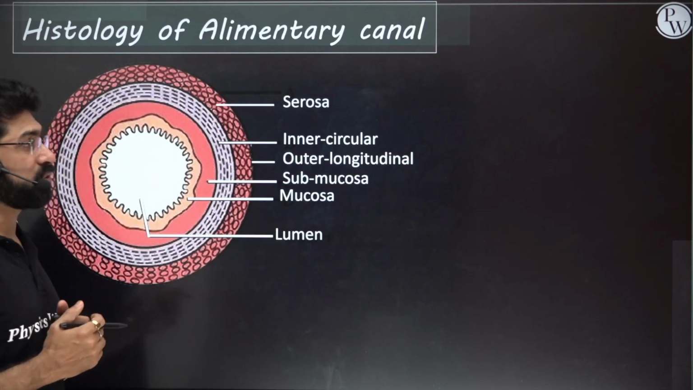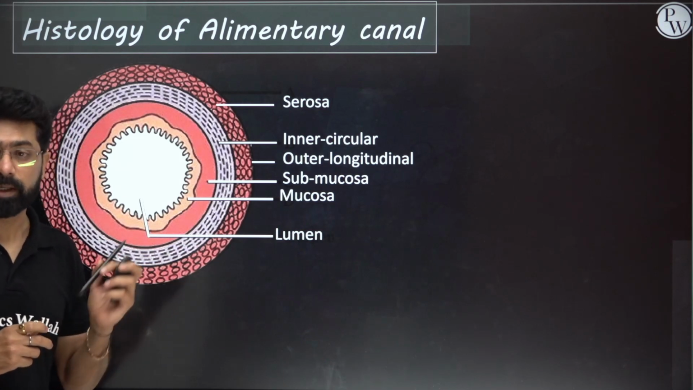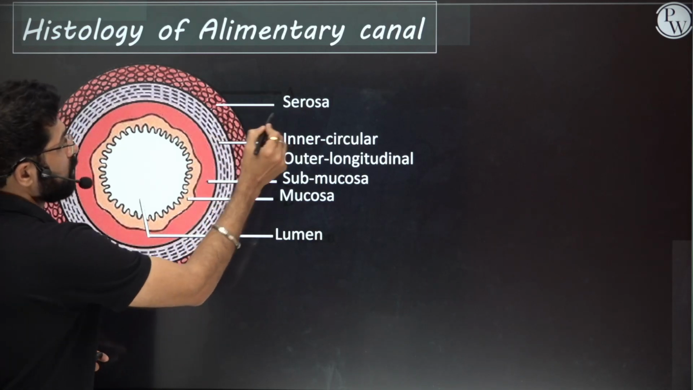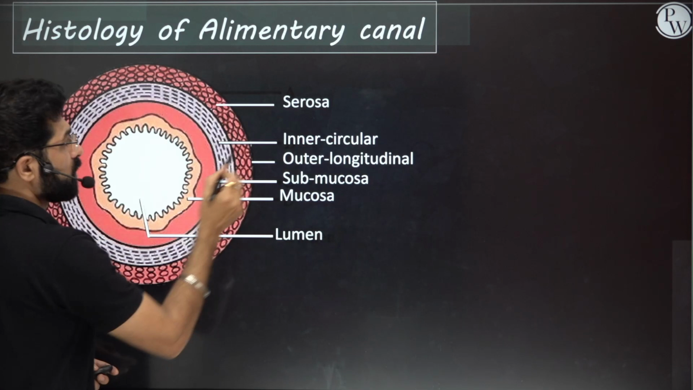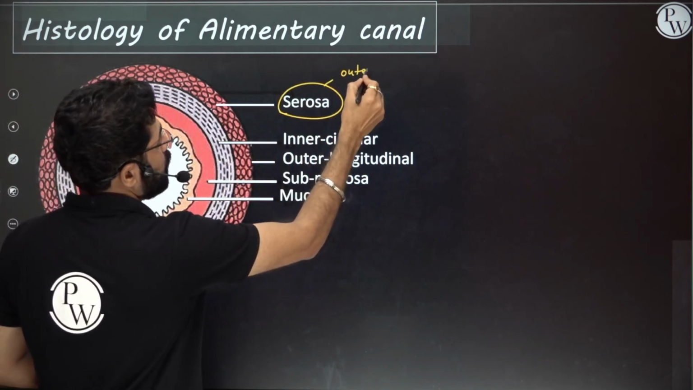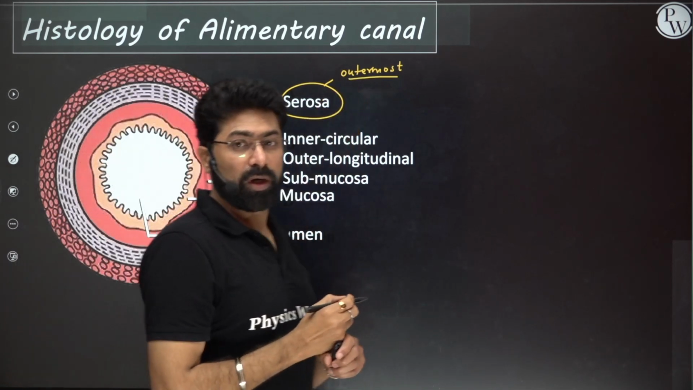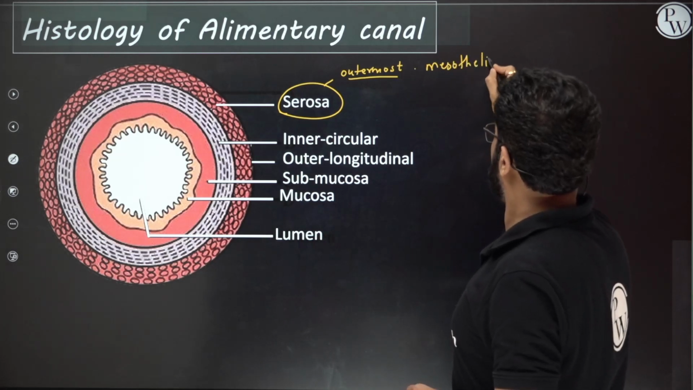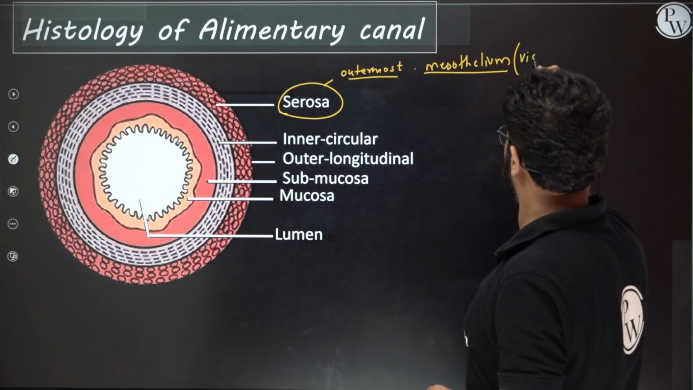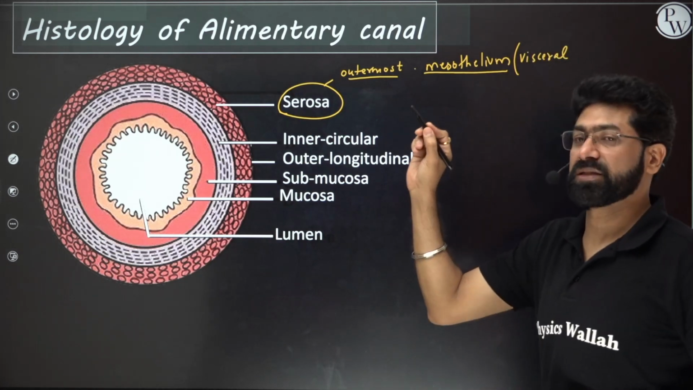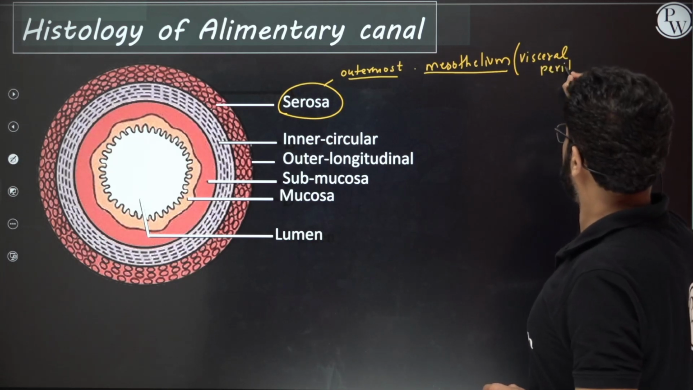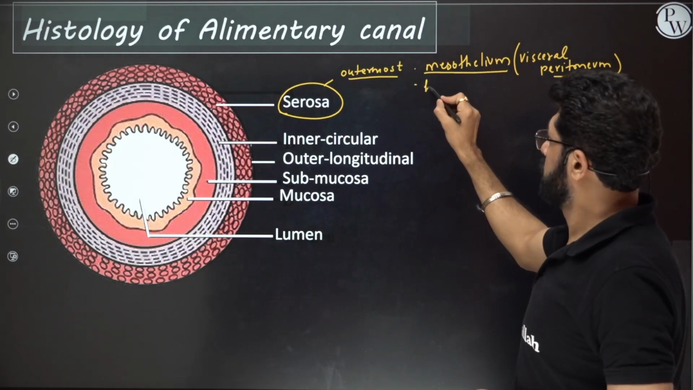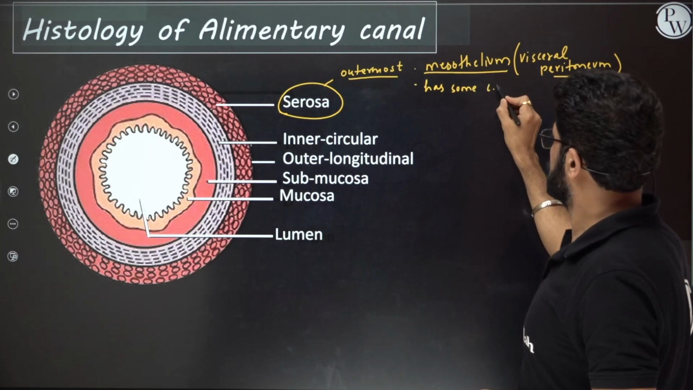Okay. So let's talk about the histology of the alimentary canal. You can see the outermost layer is the serosa. This is also called the mesothelium, or the visceral peritoneum. This is actually a squamous epithelium only. This serosa also has some connective tissue.